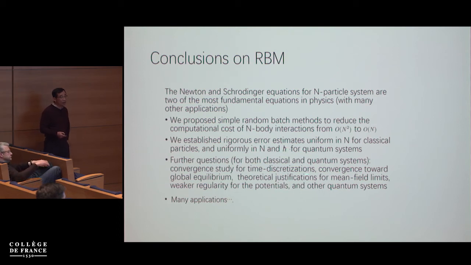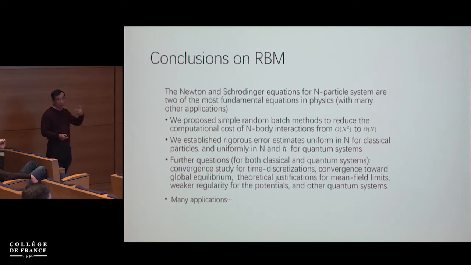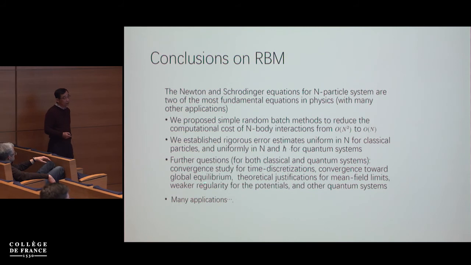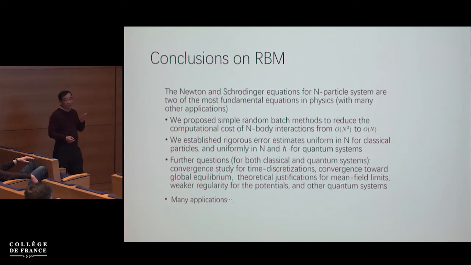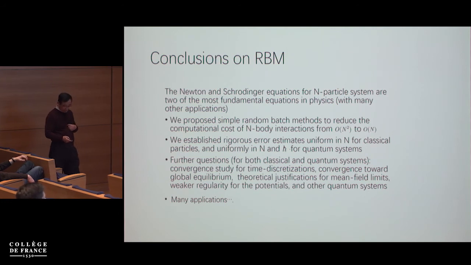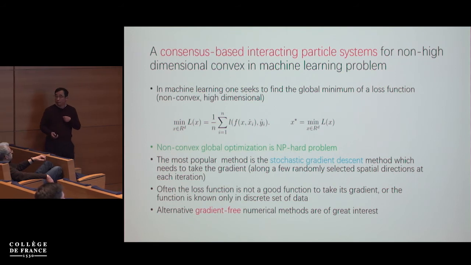Of course, you can ask a lot of other questions. For example, here we only have the error of the random batch. If you do time discretization, and also the convergence toward global equilibrium, so you have time-dependent error analysis, but sometimes you are interested in the long-time behavior, and that's the convergence to the global equilibrium. And of course, theoretical justification of mean field limits, or people ask, can you have weaker regularity for the potential, and so on. So there are lots of questions one can ask. So before I jump to the next topic, any questions so far?